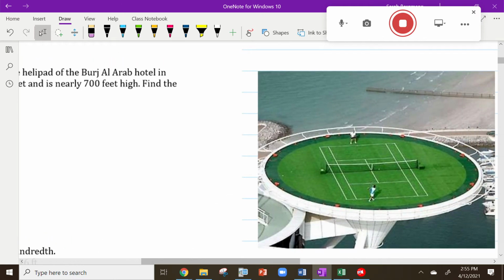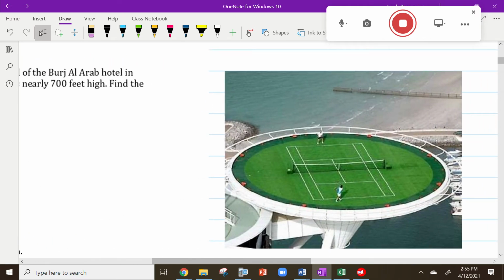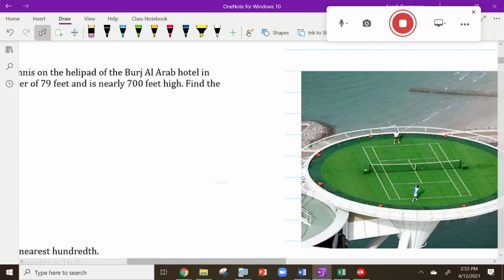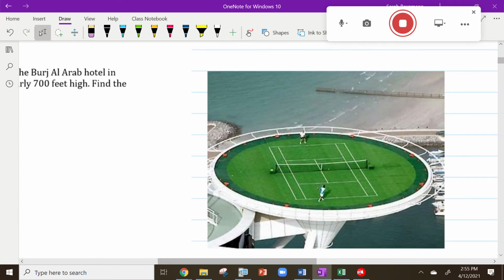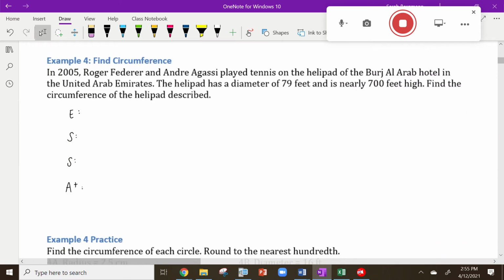Here's a picture of it. I think it's actually really cool, so I wanted to show you this. It's 700 feet high off the ground, and it has a diameter of 79 feet. So all the way across the helipad is 79 feet, and it is about 700 feet off the ground. Now, which one of these dimensions will help us find the circumference?